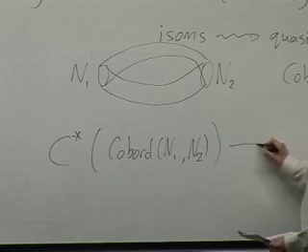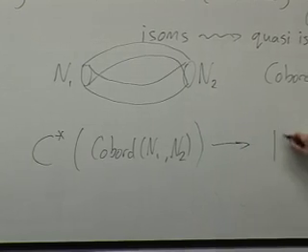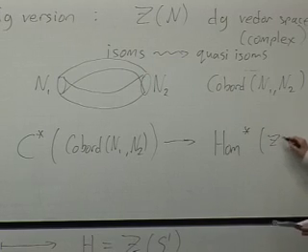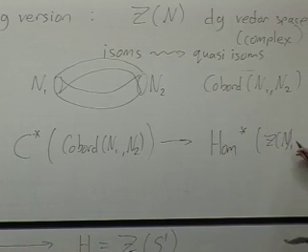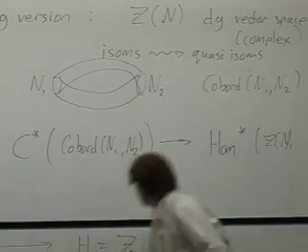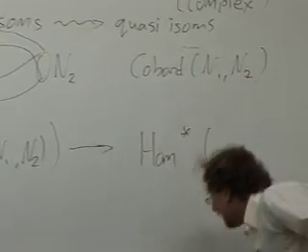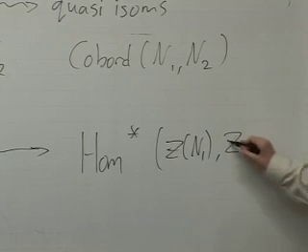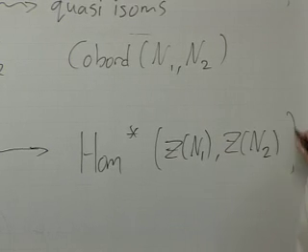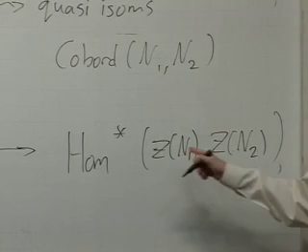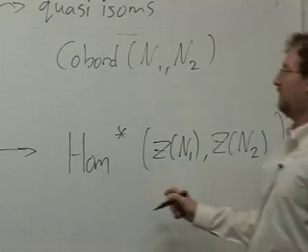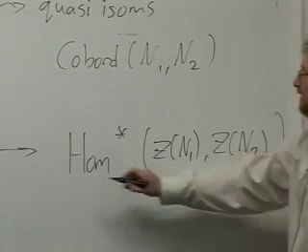And what I want is a cochain on the space to give me a map from Z of n1 to Z of n. So this is part of the structure that I want: we have a map from Z of n1 to Z of n2. Z of n1 and Z of n2 are now both complexes, and so Hom is itself a complex.